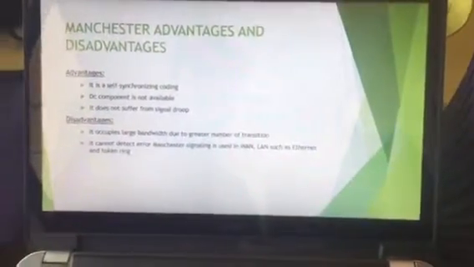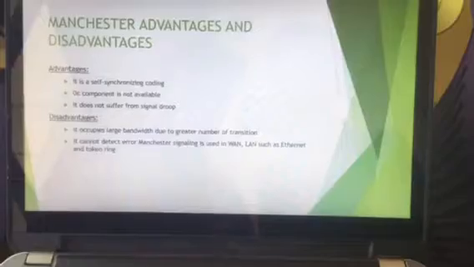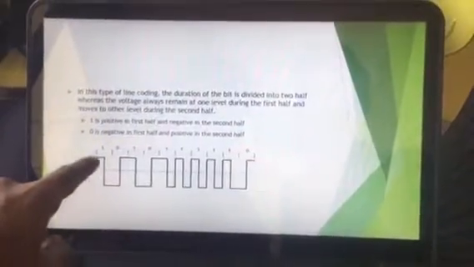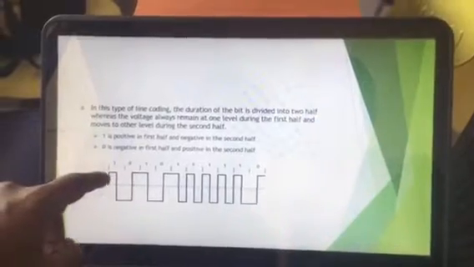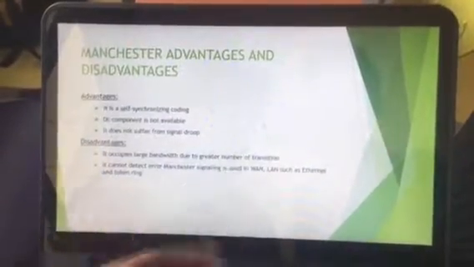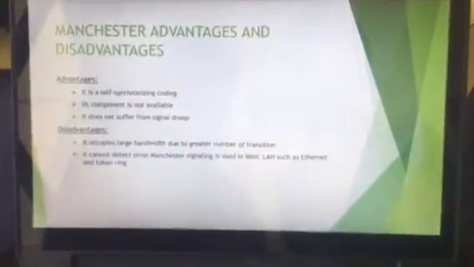The disadvantage of Manchester is that it occupies larger bandwidth due to a greater number of transitions. Since you can see, 1 has to be encoded 2 times, I mean, plus V and also minus V. 0 contains minus V and plus V. So you can say that there are a greater number of transitions.